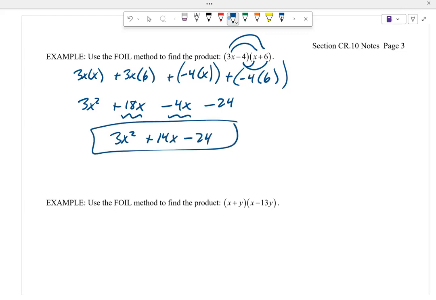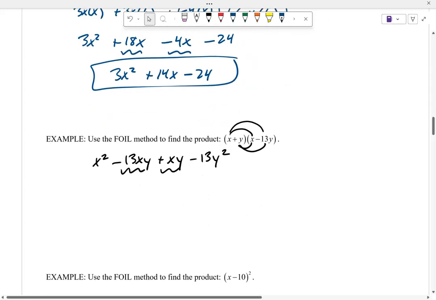And there's that one. Let's go to some with a couple different variables. We got x times x, x squared. X times negative 13y, that's a negative 13xy. Y times x, write that in alphabetical order, that's xy. And finally, y times a negative 13y, that's a negative 13y squared. Any like terms? Yes, negative 13xy plus an xy would give us a negative 12xy.